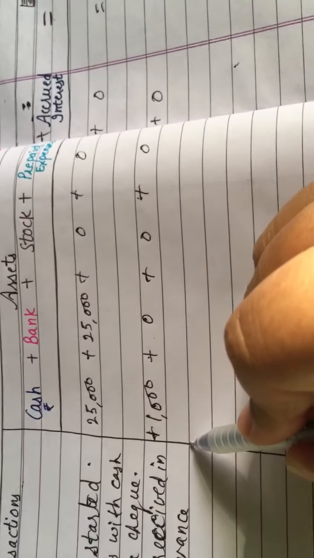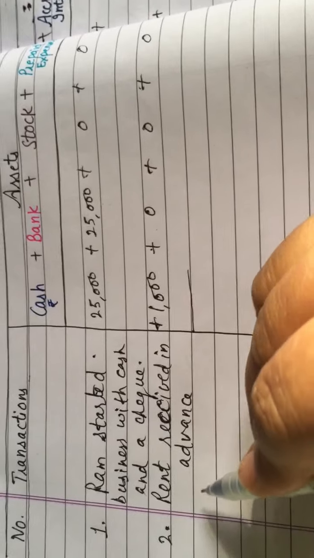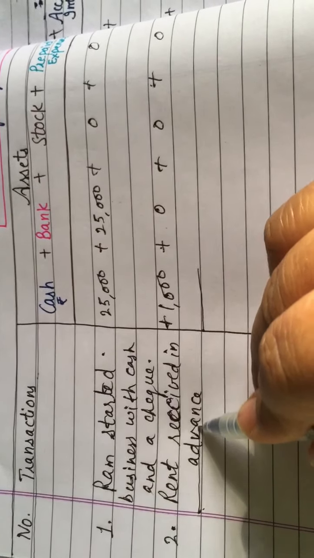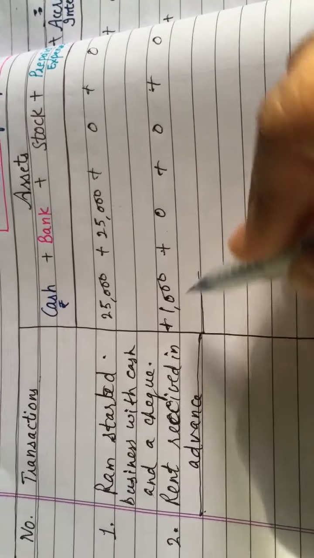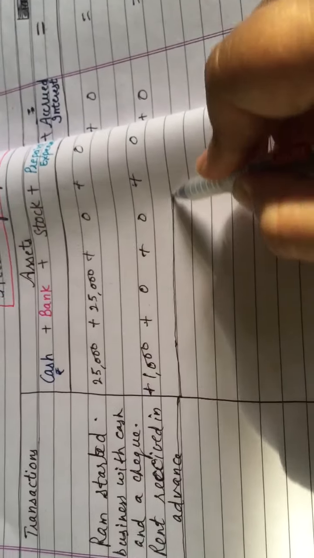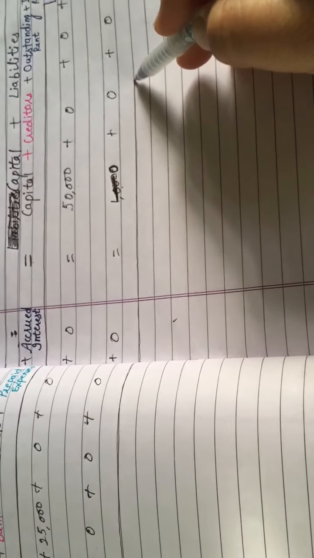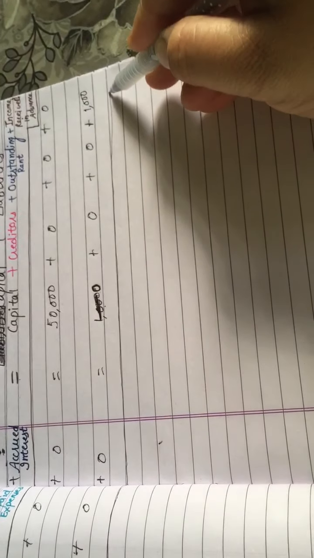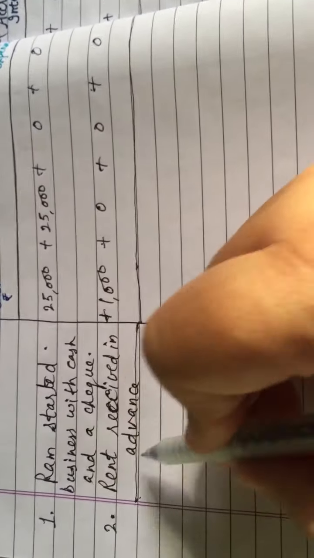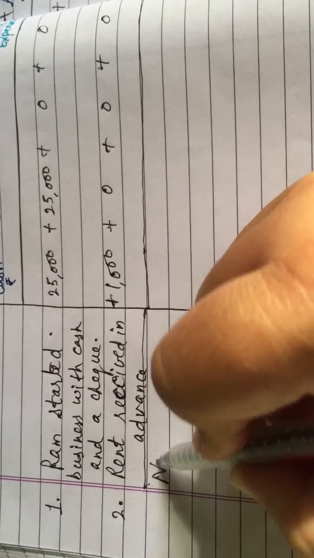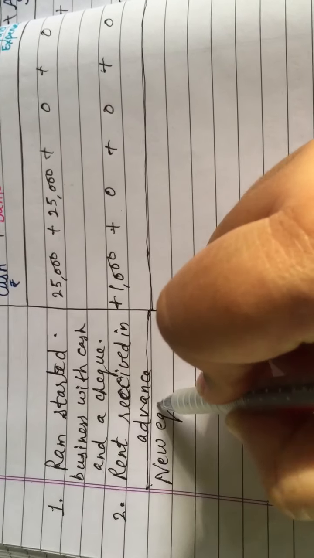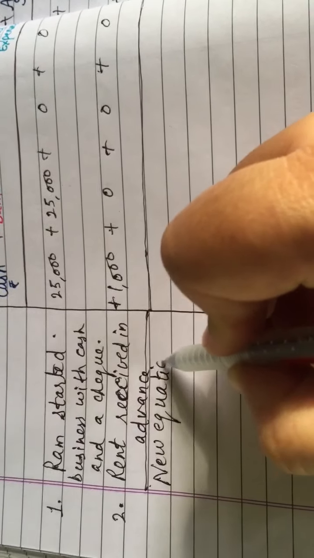Okay, after two transactions, students, note properly. You are not doing the questions as I have explained, so follow the method and do it carefully. After two transactions, we will make a new equation by drawing a proper line before the new equation.